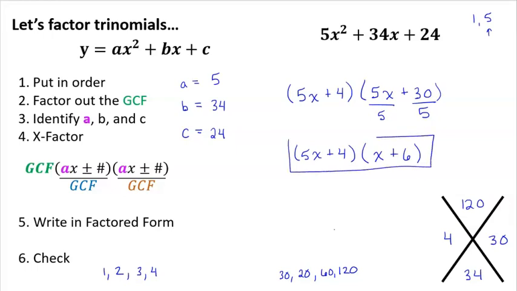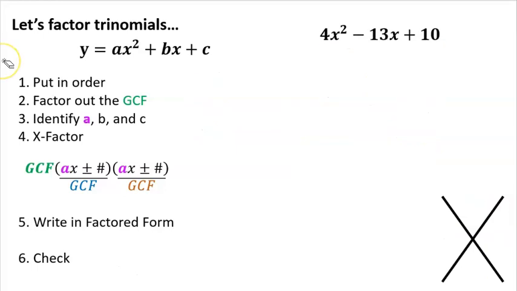And then of course I can go back and check it. Just doing a quick check here, 5x and x would give me that 5x squared. And then I know that 4 and that 6 are going to give me 24. So I'm looking good for this one. I don't need to do a full check on it.